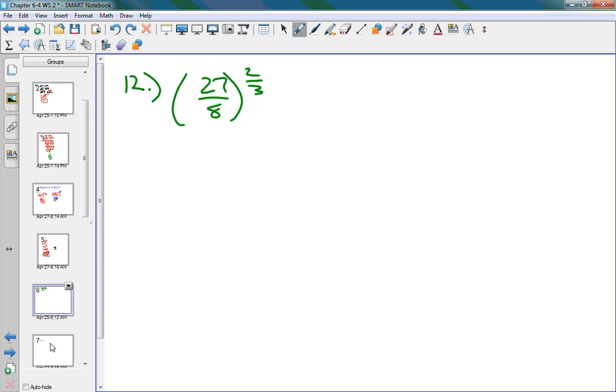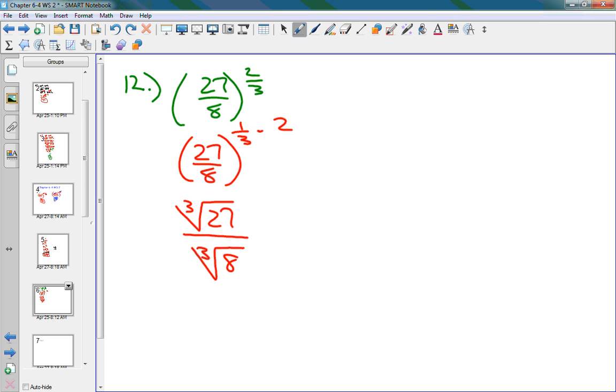We're going to tear this thing apart, and we're going to make this 27/8 raised to the 1/3 times 2. You know what I did is I pulled out my power, didn't I? I pulled out my power. And now I'm going to write that 1/3 to be a radical. So that's the cube root of 27 to the first over the cube root of 8 to the first, all squared. Does everybody understand what I just did? I separated the 2 with the 1/3. I pulled out the power, made that a 1/3 root.